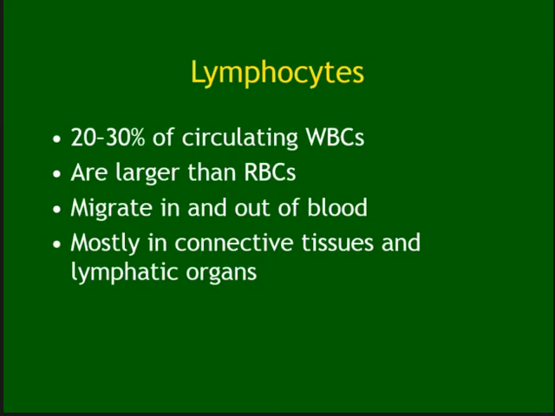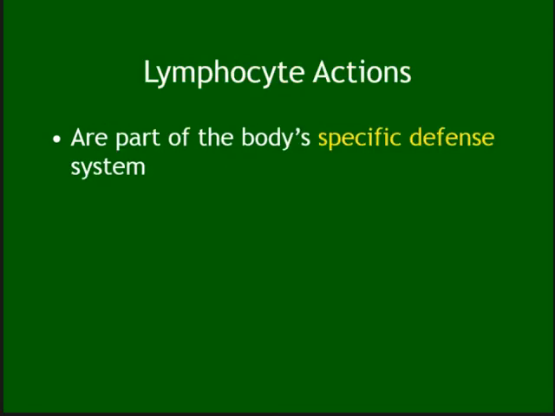Lymphocytes. This is another major part. And the lymphocytes are small, just a little bit larger than RBCs. They can leave the bloodstream, and most of them also are in connective tissue and lymphoid organs, just like the rest of the white blood cells, but lymphocytes are more in the lymphatic organs. And this is a type of specific defense. Lymphocytes are responsible for specific defense. What is the non-specific defense?